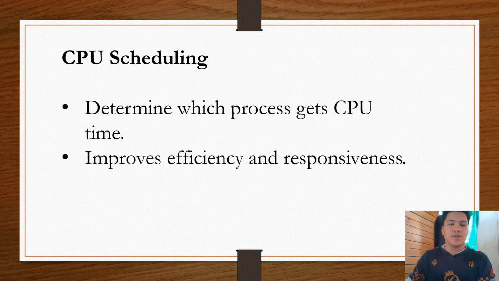Next is CPU scheduling. What is CPU scheduling? CPU scheduling is the method by which the operating system selects one process from the ready queue to execute on the CPU. Another meaning is to determine which process gets CPU time, improving efficiency and responsiveness.